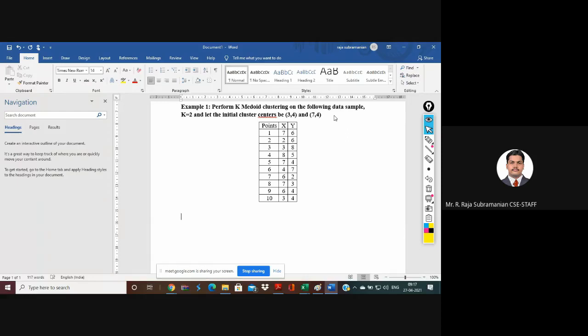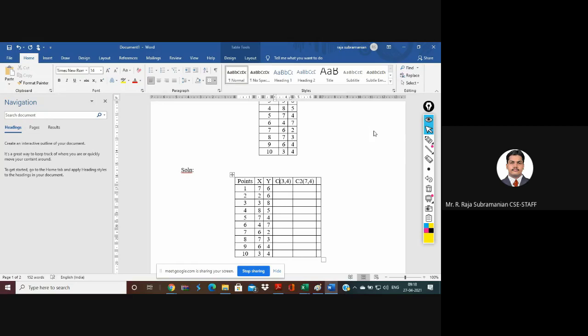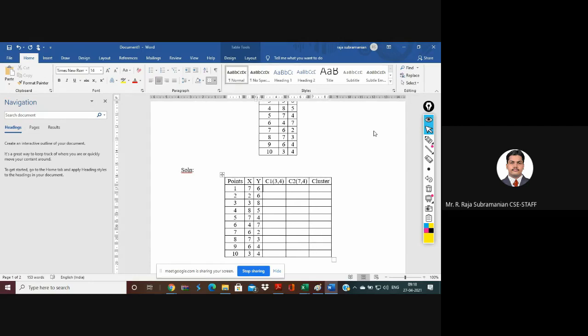Next, only then will I be able to judge whether 3 comma 4 and 7 comma 4 are medoids or not. If they are not medoids, I need to go for separate initial cluster centers. So let us proceed with this. Say the initial cluster centers are 3 comma 4 and 7 comma 4. This is for C2 and this is for C1, and we see which cluster each point belongs to.